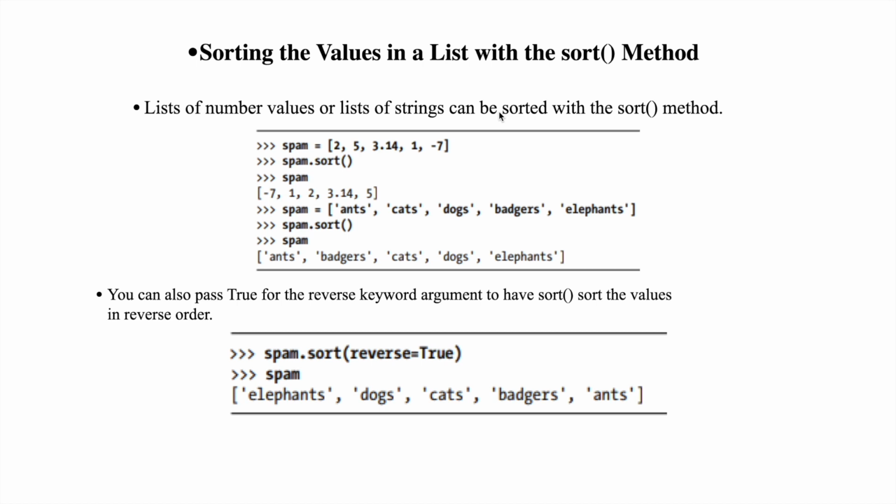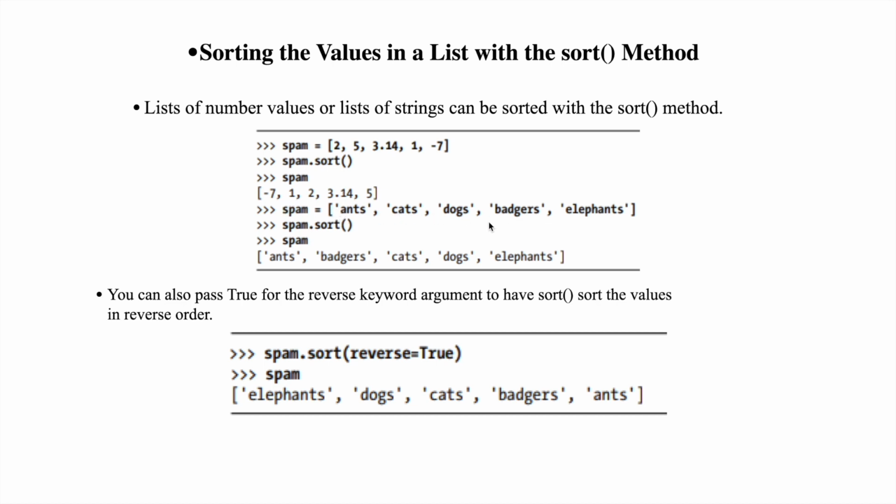Okay. For example, see this is the list, it contains values, it is not in order, it's not sorted. When you call spam dot sort, it will sort in ascending order, smaller to larger. See, minus 7 is the smallest here. That's why starting from minus 7, it is going to sort to the largest, that is 5.